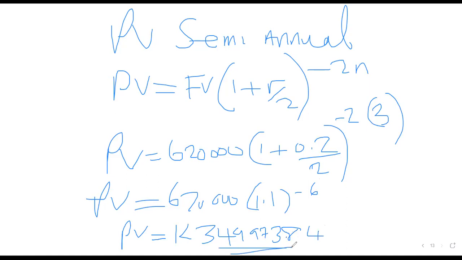So it's better we get the 620,000 kwacha 3 years from now, because when you discount back, the present value is higher than 330. So that's the conclusion. Okay?